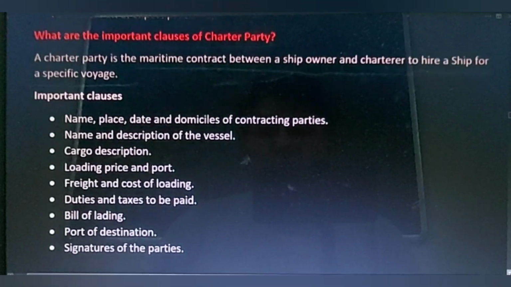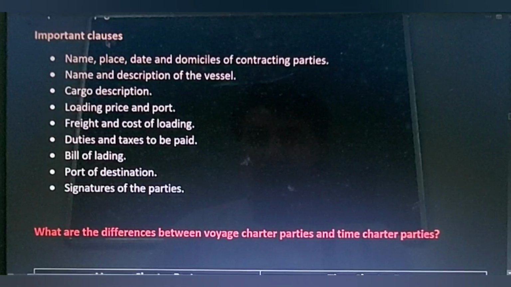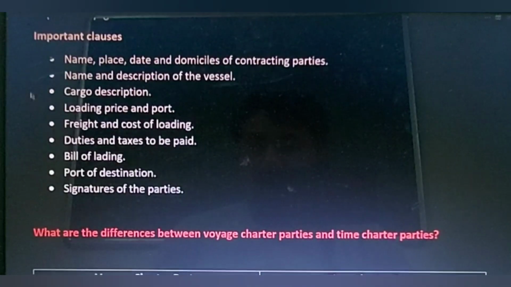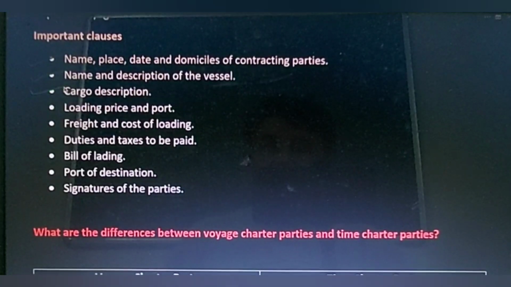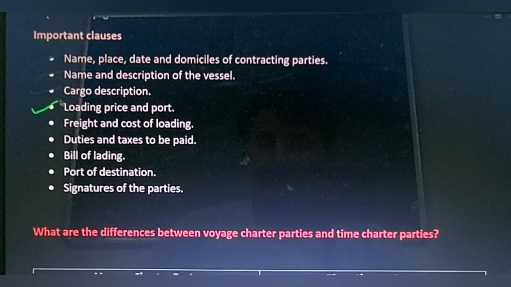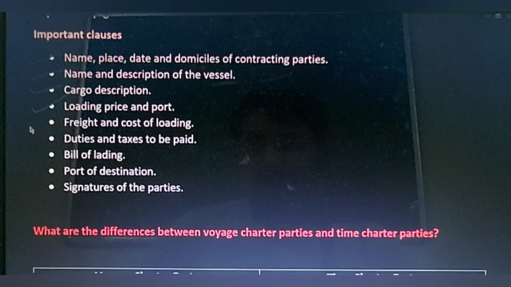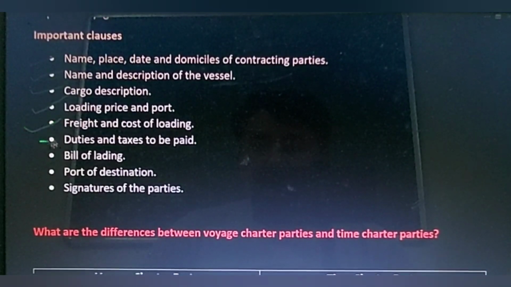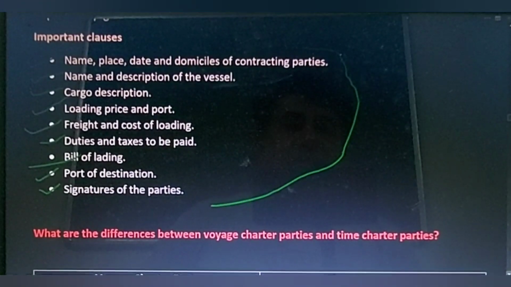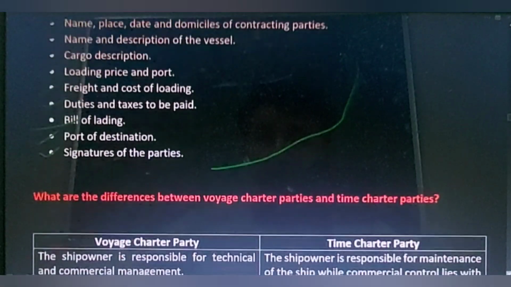And let's see the main clauses, the main contents of charter party. Name, place, date and domiciles of the contracting parties, name and description of the vessel, then cargo description, like what the cargo is all about, कैसा टाइप का गुड्स है जो आपको import export करना है, then loading place and port, then freight and cost of loading, duties and taxes to be paid, bill of lading, port of destination and signature of both the parties. So all these are the different contents of charter party clauses.